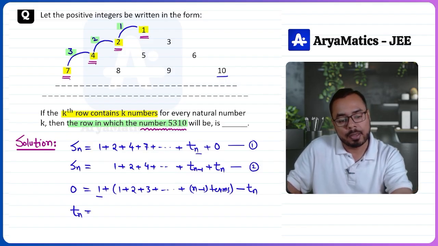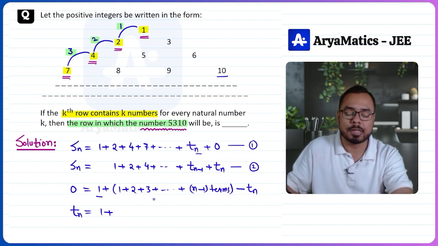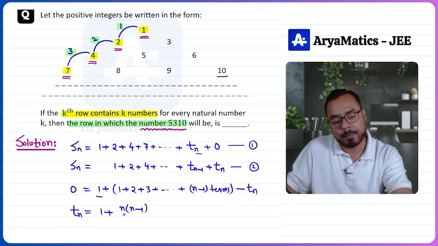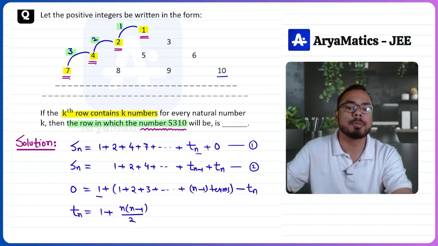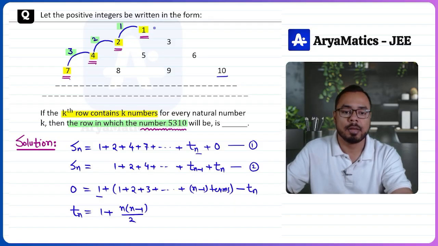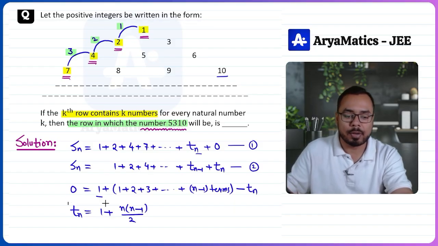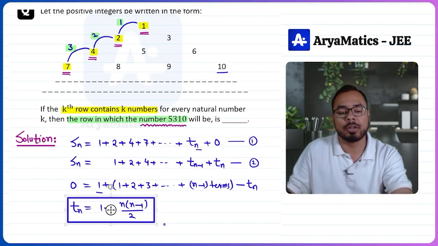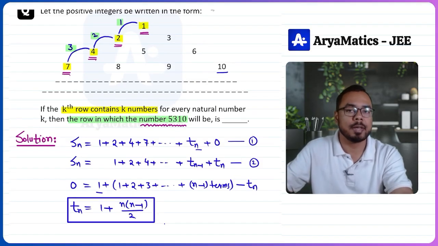Tn will be basically 1 plus the sum of the first n minus 1 natural numbers, for which the standard formula is n into n minus 1 by 2. So this is the expression for the nth term, right? Using this formula, you can get the first element of the nth row. You can very easily verify this result also.